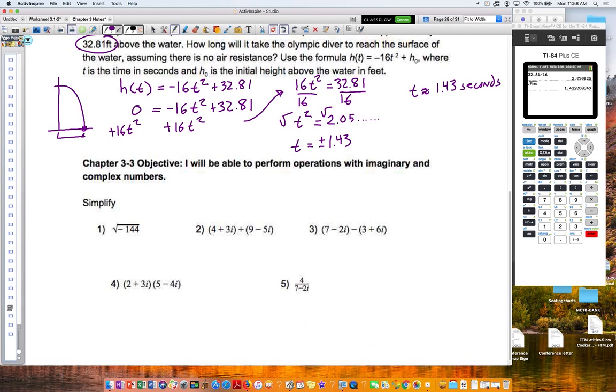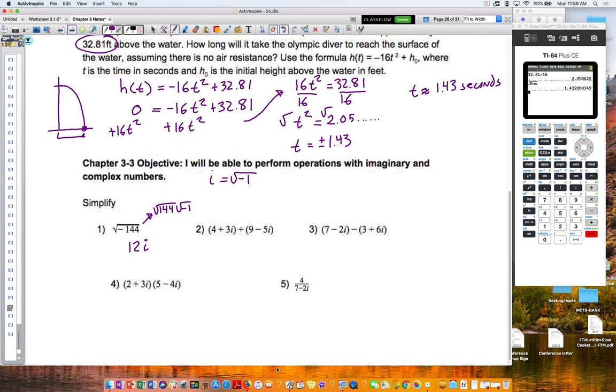Section 3.3 is all about complex numbers. So basically, we have one example of each here just to review. So like on the first one, it says square root of negative 144. Remember, the whole process of imaginary and complex numbers is that i is equal to the square root of negative 1. So when I see the square root of negative 144, I'm going to get an error on my calculator. But what I can do is break it up into the positive 144 and the square root of negative 1. Square root of 144 is simply 12, and then square root of negative 1 is i.